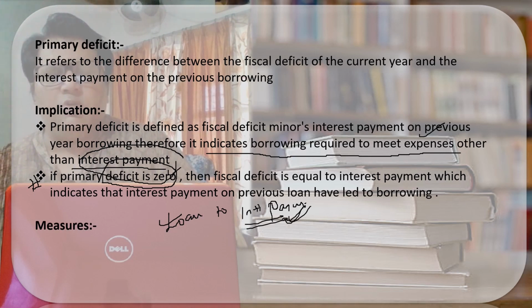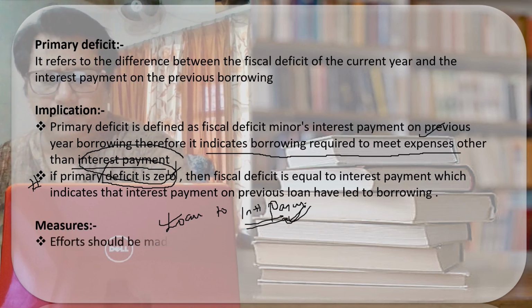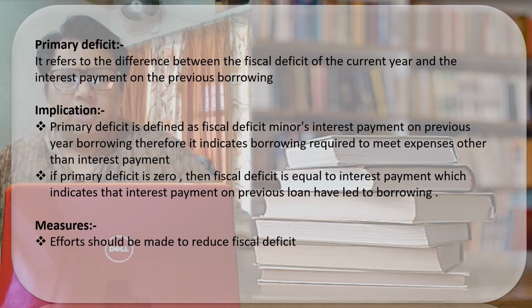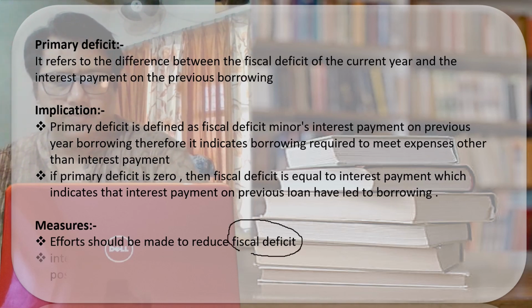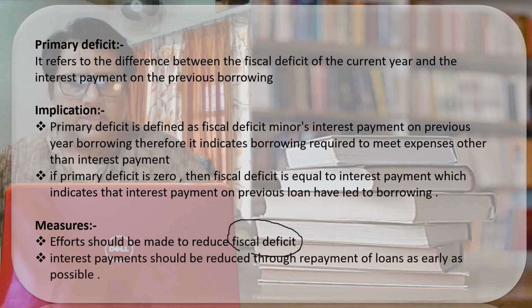Let us see the measures which the government can opt. The only solution to the primary deficit is that effort should be made to reduce fiscal deficit. Second is, interest payment should be reduced as early as possible. How? By the repayment of loan, so that the primary deficit problem should be solved permanently. So what are the measures? The first measure is to reduce fiscal deficit, and the second is to reduce interest payment. How? By the repayment of loan.